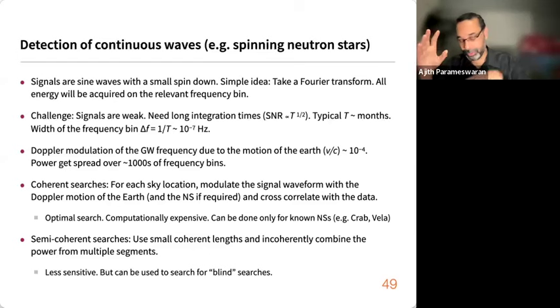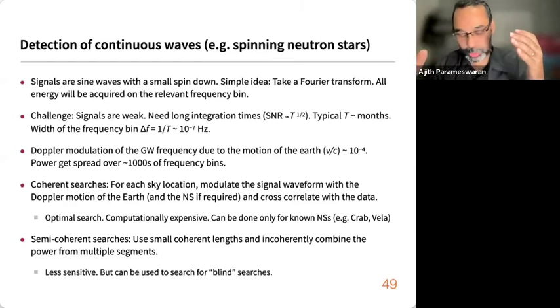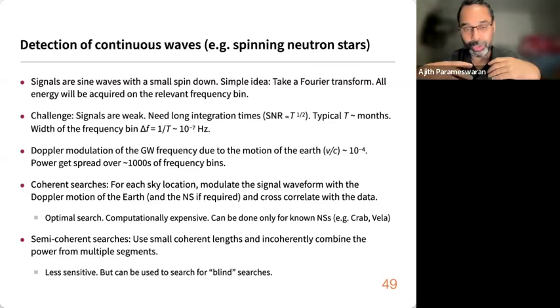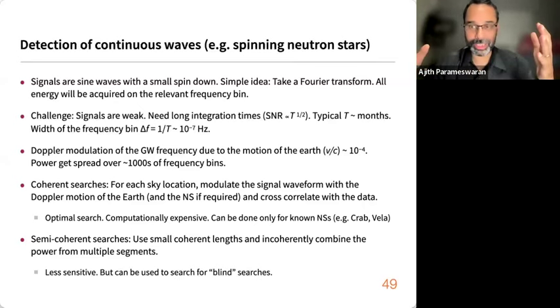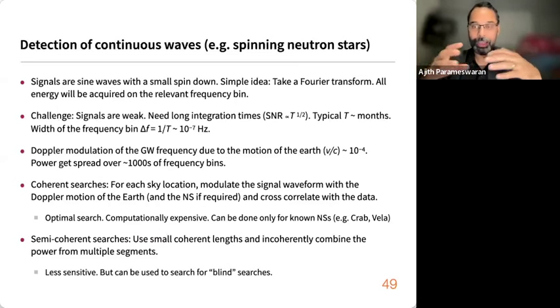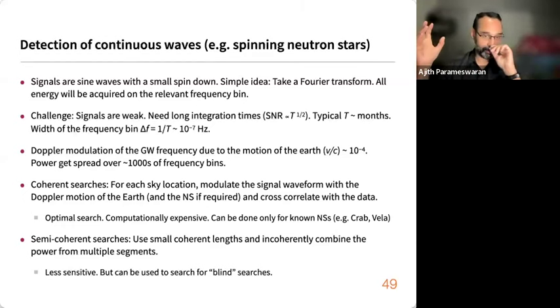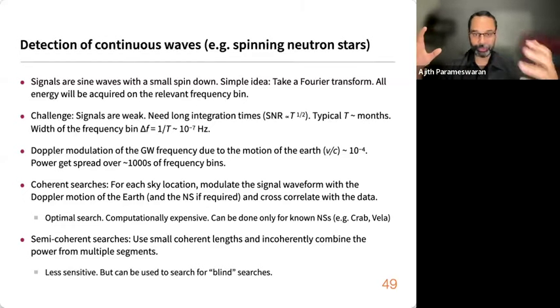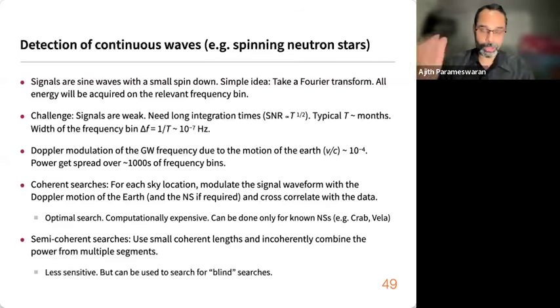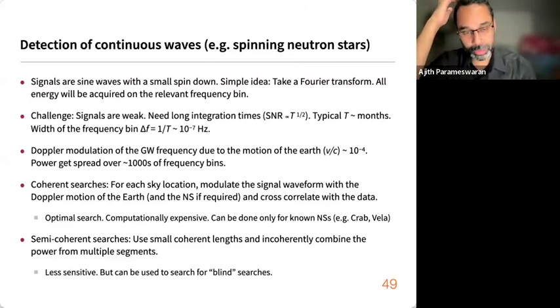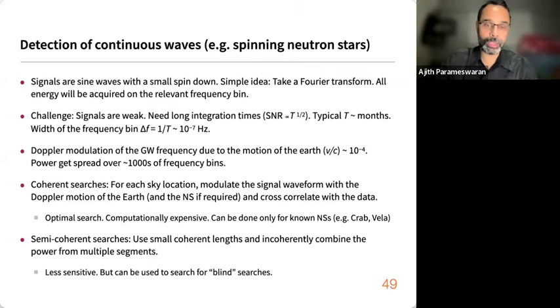But we also know that we only know a small fraction of the neutron stars in the galaxy as radio pulsars. There are possibly 1 billion neutron stars in the galaxy, or at least 100 million, and we don't know them as pulsars. So one also needs to do blind searches to look everywhere. For that, one has to use semi-coherent methods, which are not as sensitive. There is a very nice living review by Keith Riles that came out last year. If you're interested in the details, I would encourage you to take a look at it.